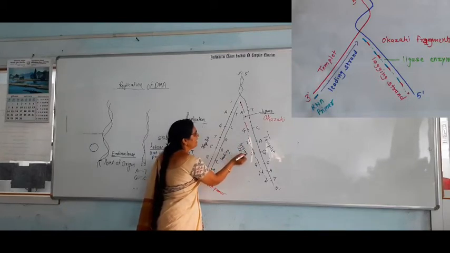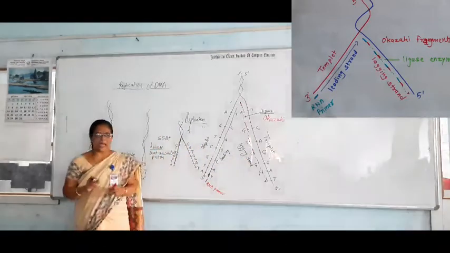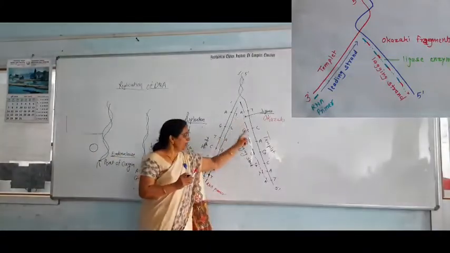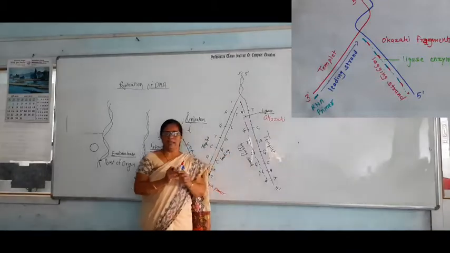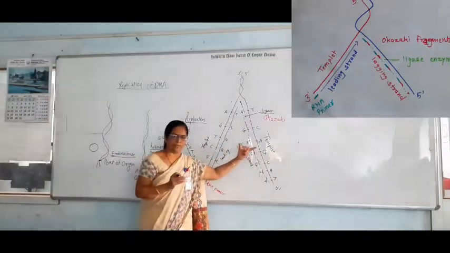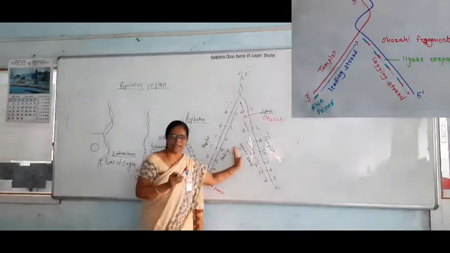Why is it called the lagging strand? Because the process is discontinuous and slow. That's why the newly produced strand is called the lagging strand. Like this, here the 2 strands are produced. One strand is the leading strand, another strand is the lagging strand.